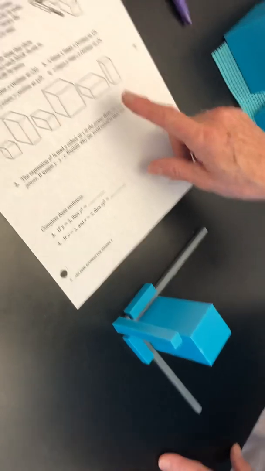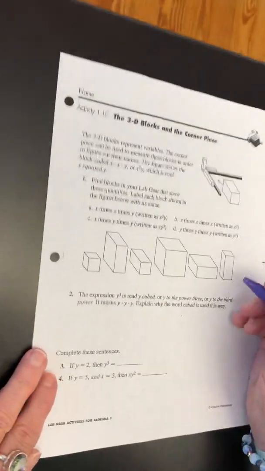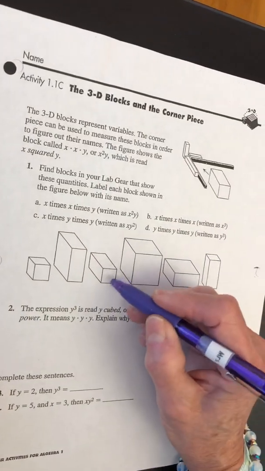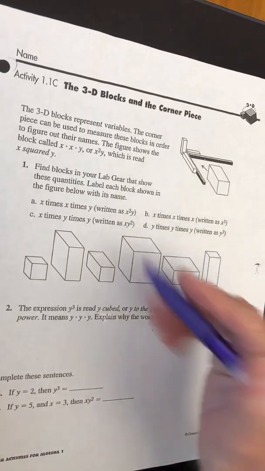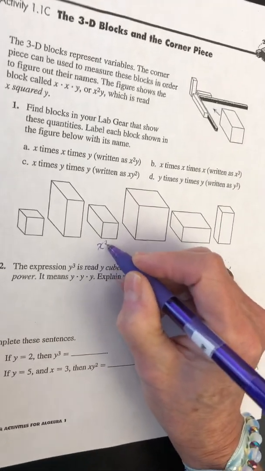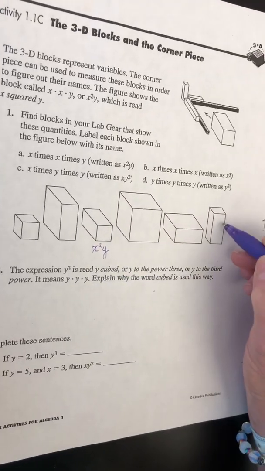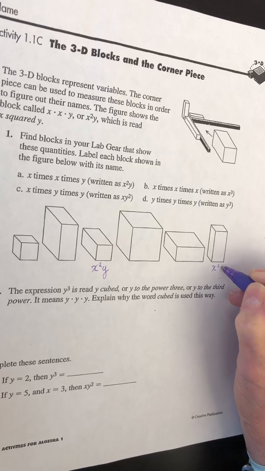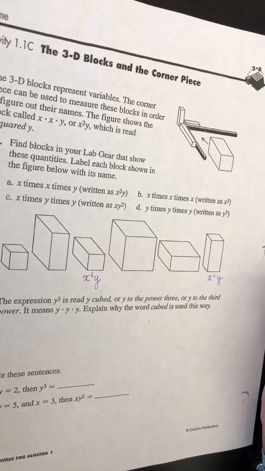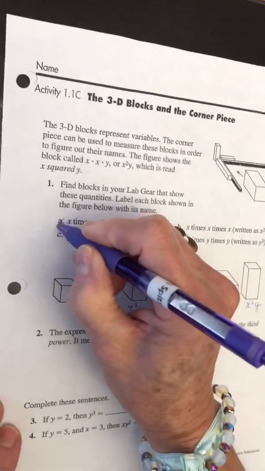So let's look at our paper here and see where our x squared y's are. Remember, you always find that little x squared. Here's one. And here we have one just like the tower. We did both of these in our corner piece, all right? Okay, so we did A.